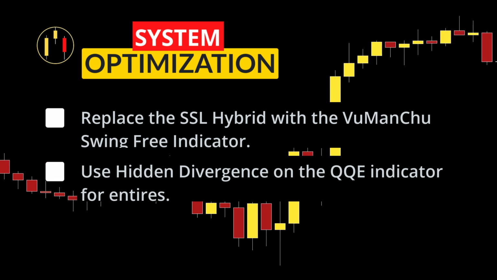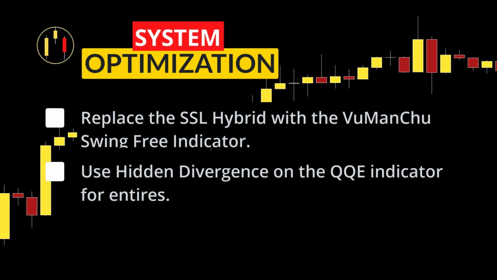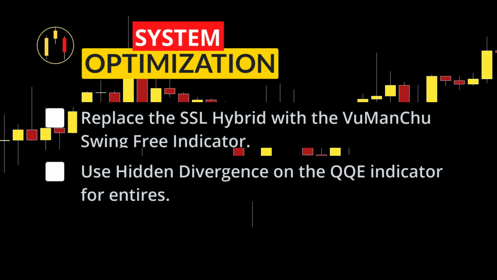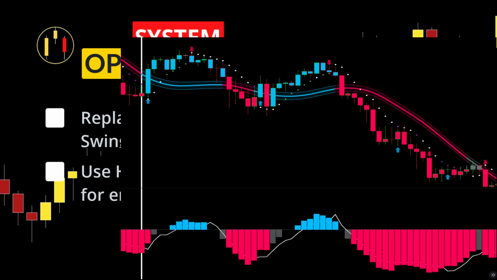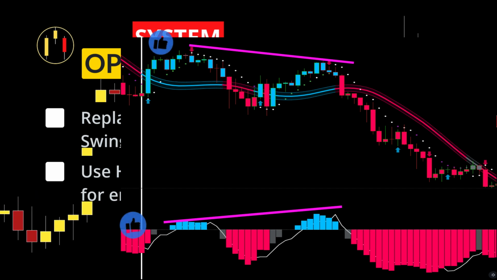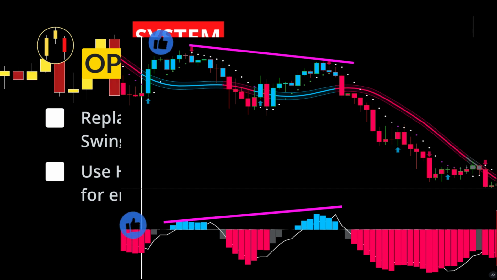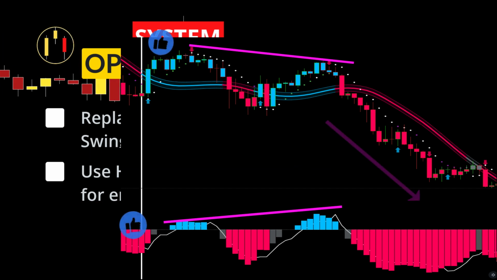Another idea on how to optimize this system would be to use hidden divergence on the QQE mod to further filter out signals. Look at this chart where we have a pullback that is a lower high, but we get a higher high on the histogram. This is followed by a nice trend continuation to the downside.